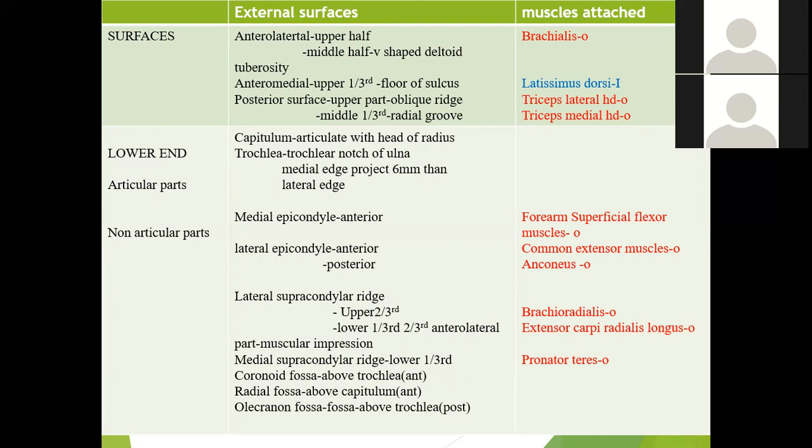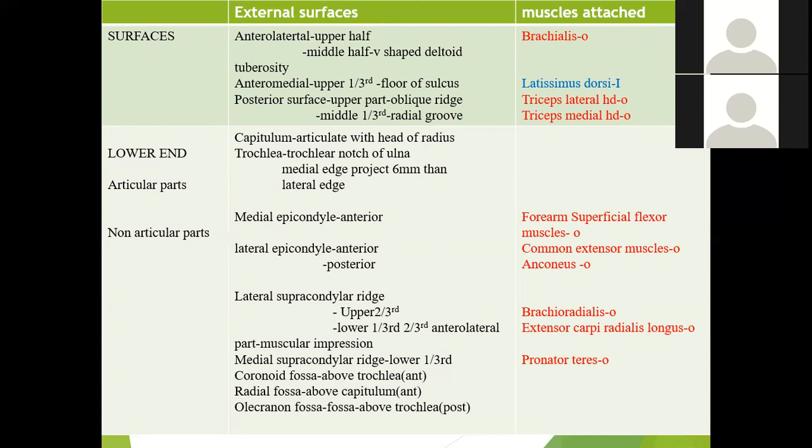So the trochlea itself is present medially. The medial part of the trochlea is again projected. How is it projected? It projects 6 millimeters below. This is the reason for the carrying angle. We have seen the carrying angle. So the carrying angle is because of this projection of the medial edge. How is it projected? It is projected 6 millimeters below the lateral edge.